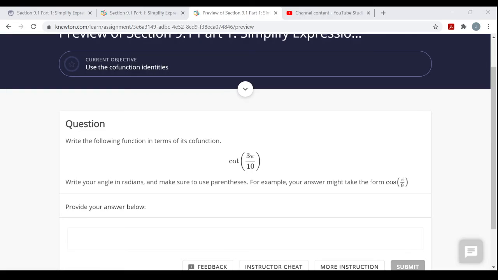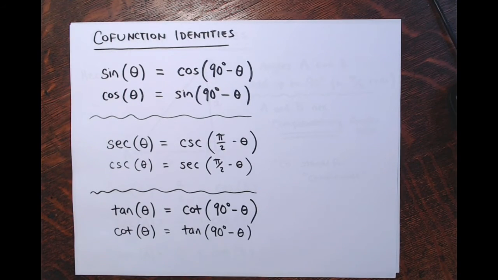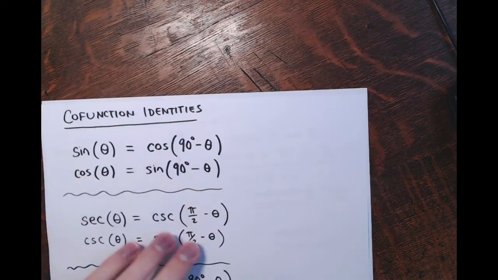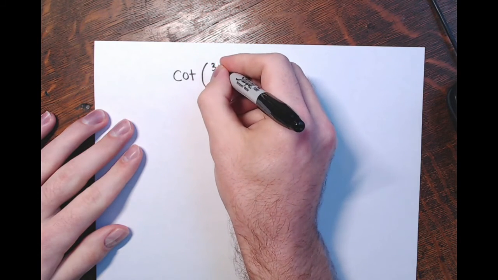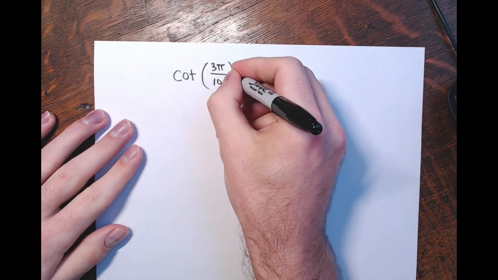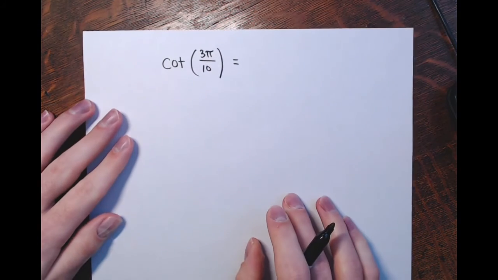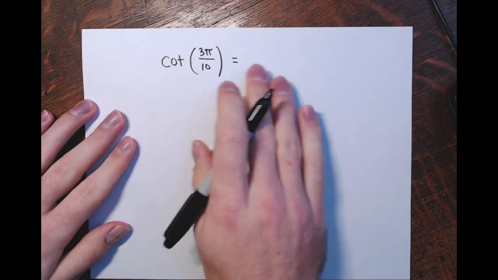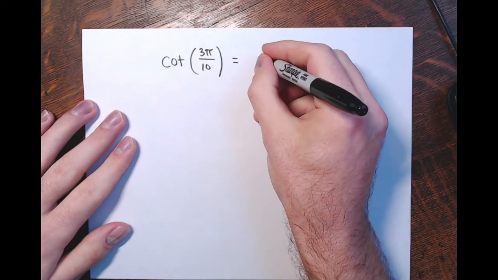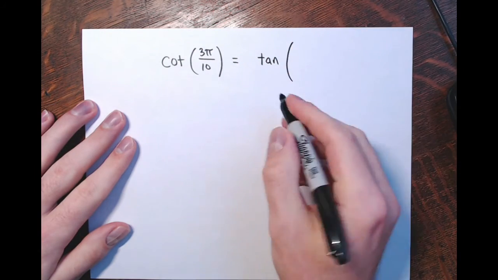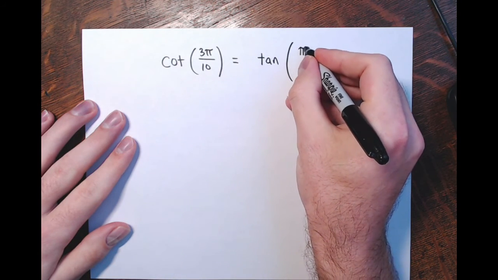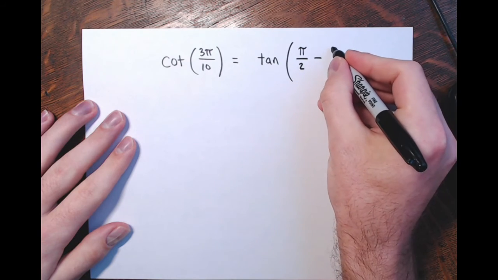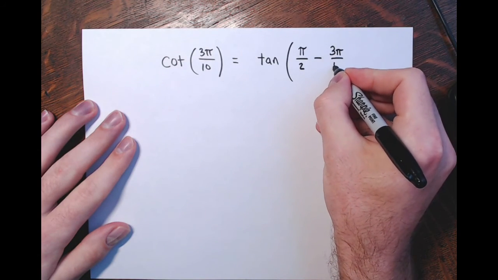So going back to a piece of paper here. We were given the cotangent of a 3 pi over 10 radian angle. Now, based on all the stuff I just showed you, this should be equivalent to the tangent of the complement of 3 pi over 10. Now this is in radians, so pi over 2 minus 3 pi over 10, whatever that is, and we just need to figure that out.